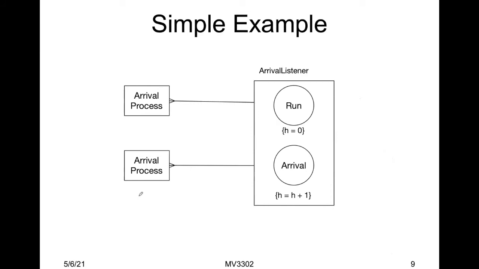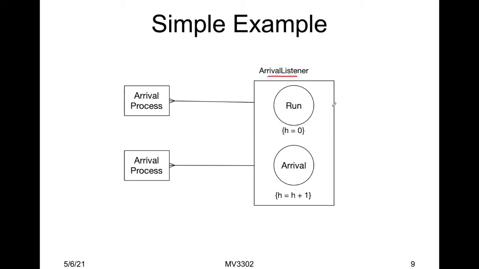All right, let's look at a more concrete example. So let's say, for whatever reason, I have two arrival processes, and for whatever reason, I want to just count the total number of arrivals that are in all of them, and I don't care which one they came from. Okay, so I already have an arrival process in hand. I know what that is.